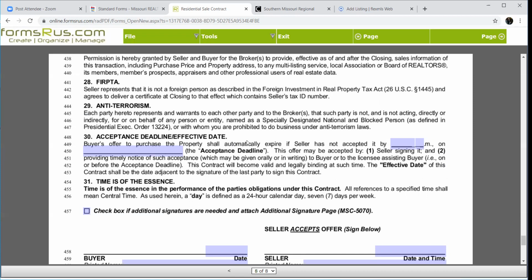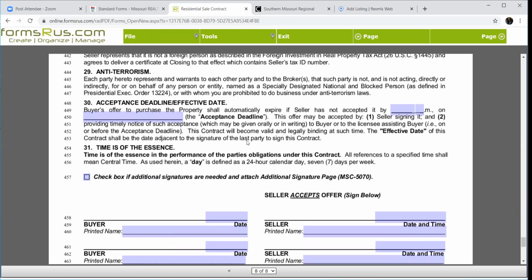Acceptance date and the deadline date. You don't have to put an expiration for your contract to be valid. You can leave this blank and send it, and it's still completely valid.